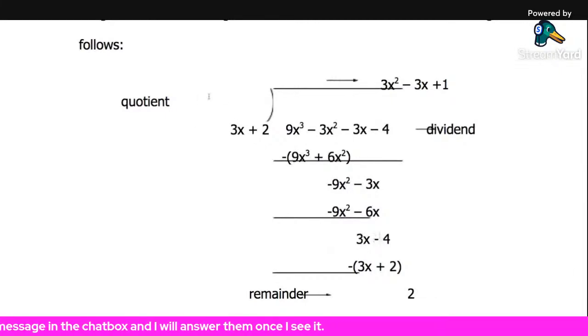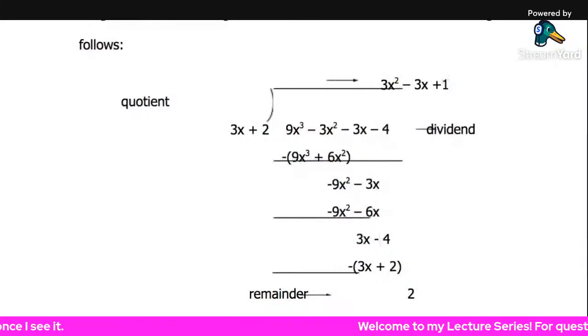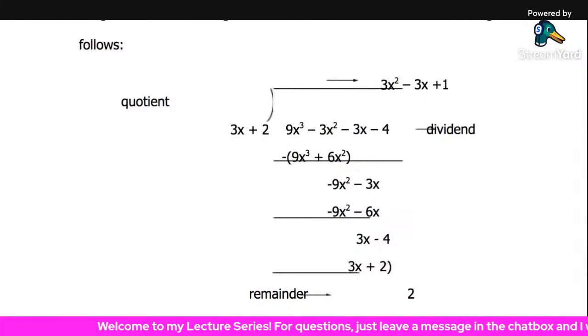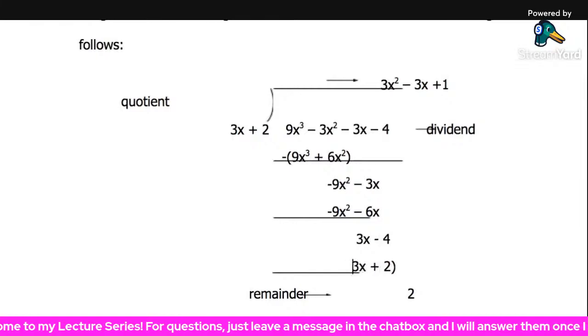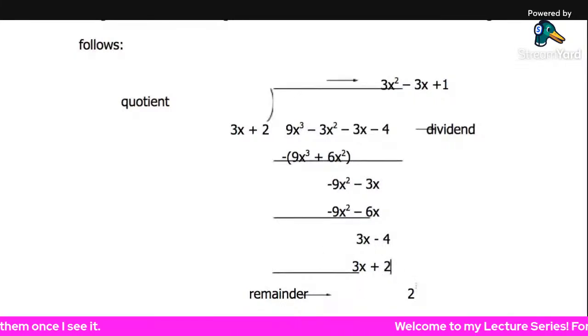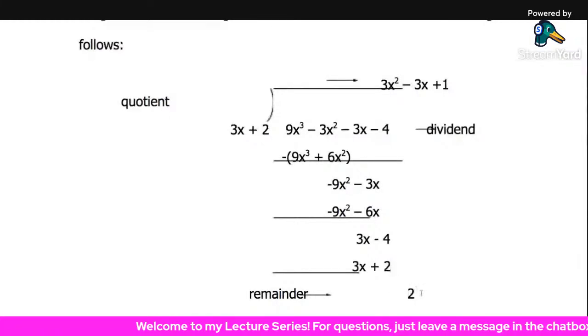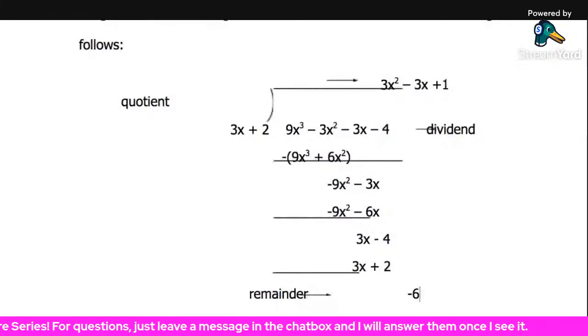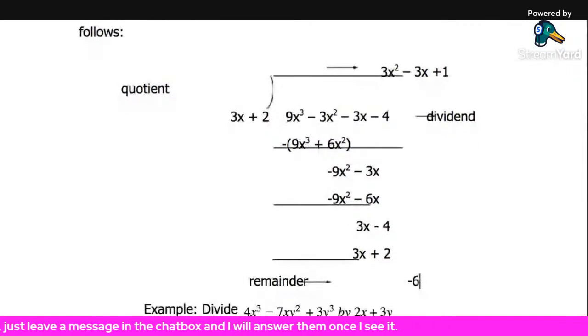So what should be multiplied with 3x to get a positive 3x? So we just multiply 1. 1 times 3x will give us positive 3x. Then we have 1 times 2 will give us positive 2. And we subtract this. 3x minus 3x will be 0. Negative 4 minus 2 will give us 6. Okay, so this should be minus 6. Our remainder here is negative 6. Okay.